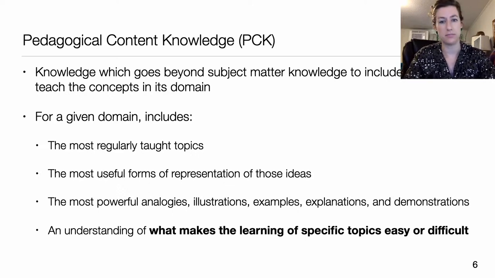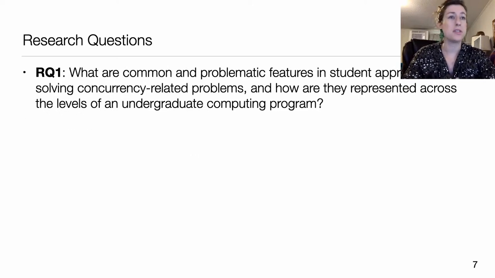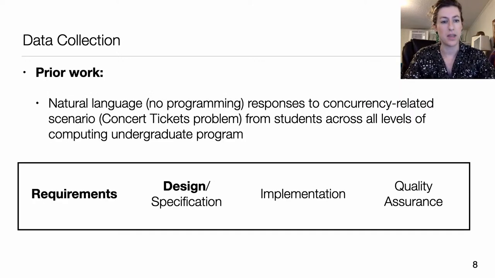Knowledge of how students engage with particular topics can help us develop a targeted PCK that addresses misconceptions and facilitates learning. We have two research questions. The first was, what are common and problematic features in student approaches to solving concurrency-related problems, and how are they represented across the levels of an undergraduate computing program? My prior work was based on this first RQ, and we wanted to explore student engagement with concurrency concepts across all levels of an undergraduate computing program.